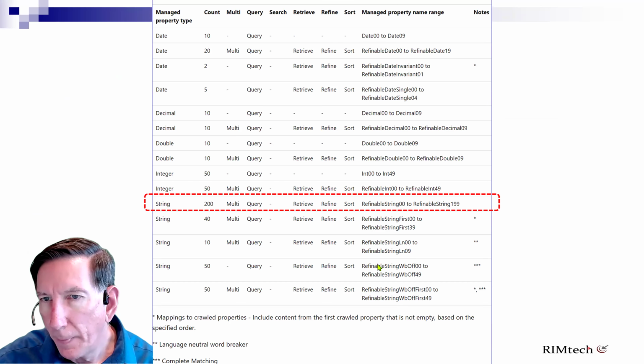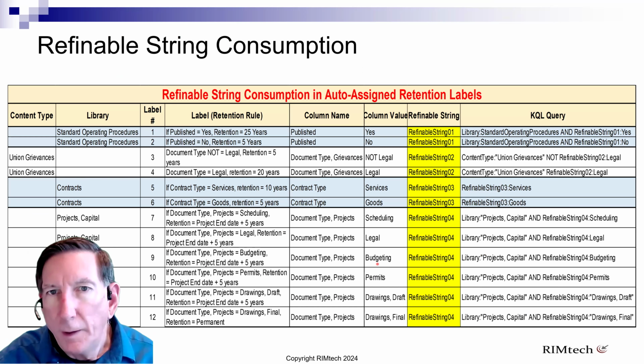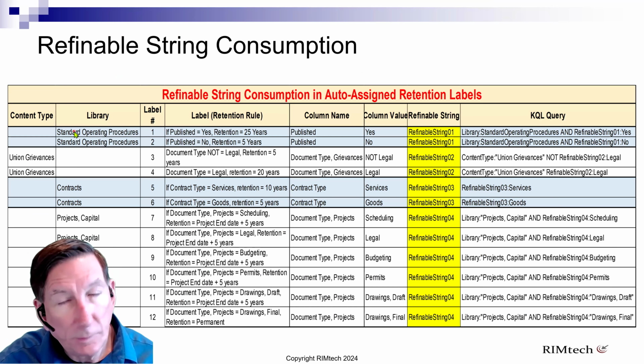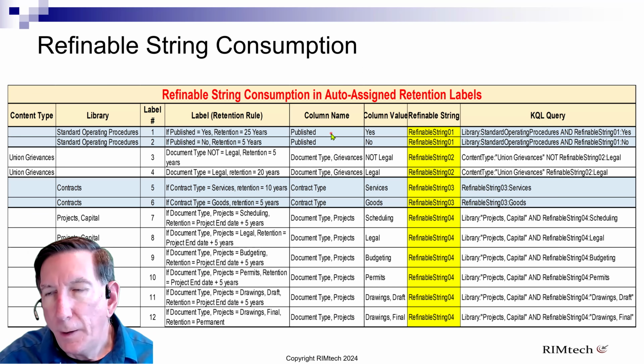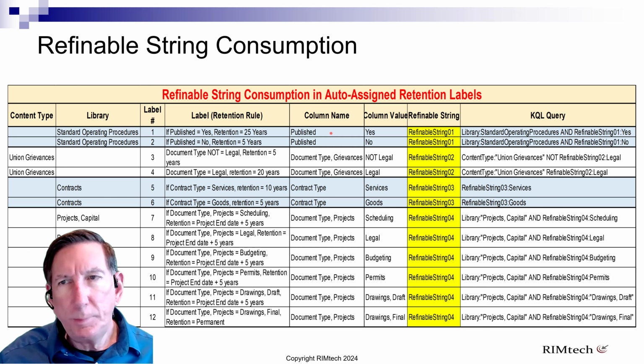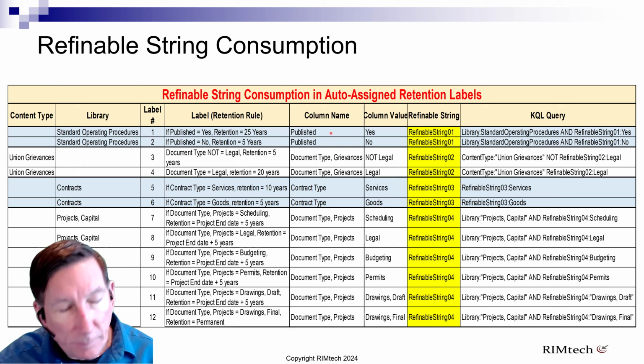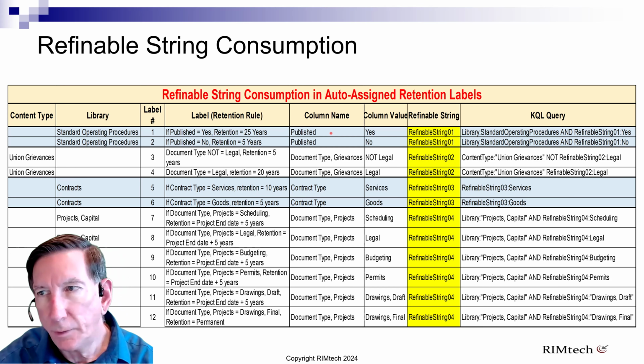Okay. Now, here's an example of the usage of refinable strings in auto-apply rules. Here we have 1, 2, 3, 4 categories in the retention schedule or business activities: SOPs, union grievances, contracts, and so forth. So here we have SOPs, and we want 2 retention rules. One that says, if it's the actual published SOP, keep it for 25 years. But the other 499 documents used to create that aren't as important. They're digital debris, so let's throw that away in 5 years, okay?